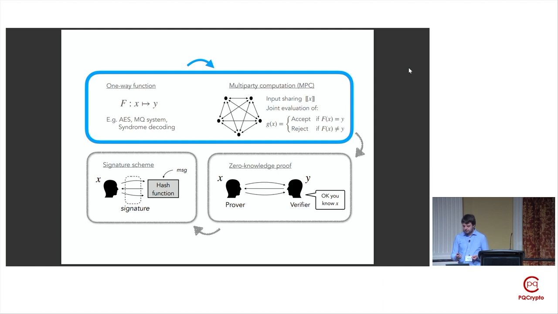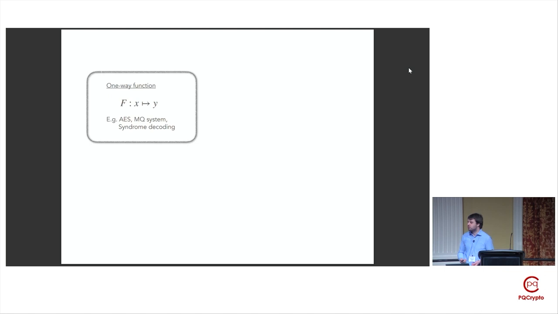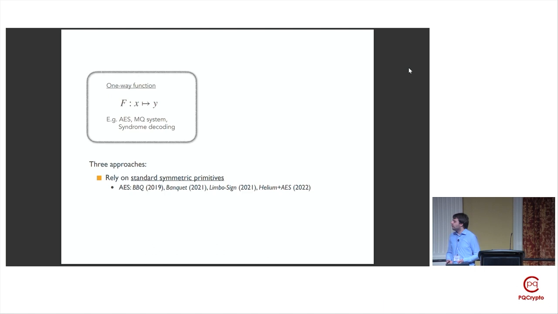In practice, which kind of one-way function can be used? There are three approaches. The first one consists of relying on a standard symmetric primitive, like AES. It's the case of BBQ, Banquet, LimboSign, Helium. There are a lot of signatures relying, for example, on AES. However, it leads to quite large signatures. The best one is around 10 to 12 kilobytes of signature for the first security level.